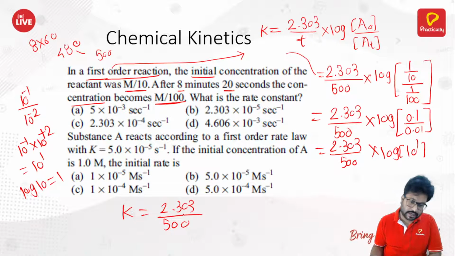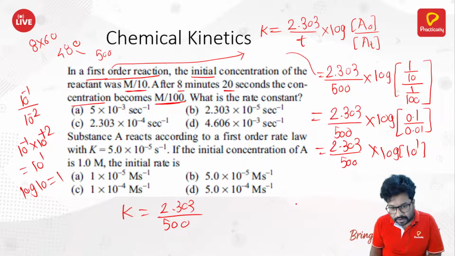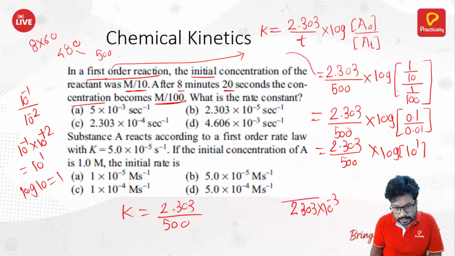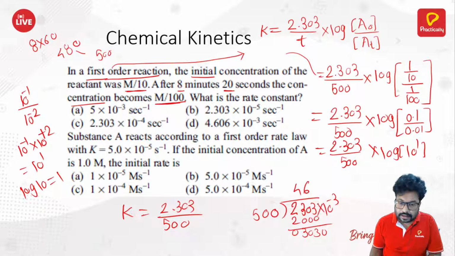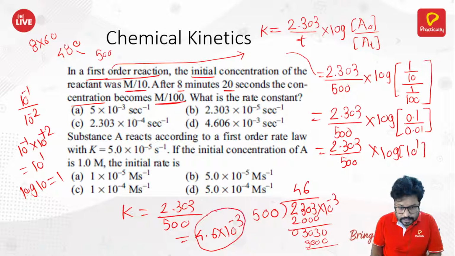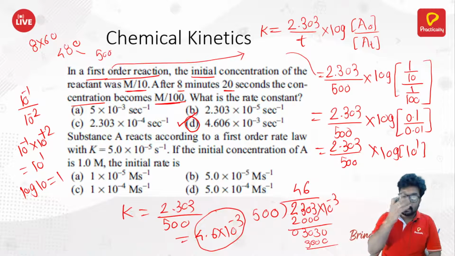2.303 divided by 500. Now we need to calculate it, obviously. 2303 into 10 raised to minus 3 divided by 500. Anyways, we got our answer: 4.6 into 10 raised to minus 3. And which answer is closest to it? 4.6 into 10 raised to minus 3, D. So option D is our correct answer in this case.